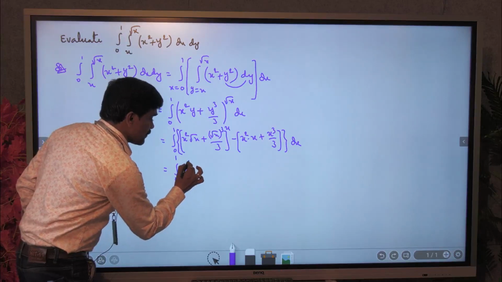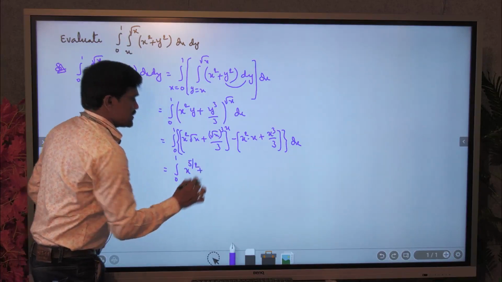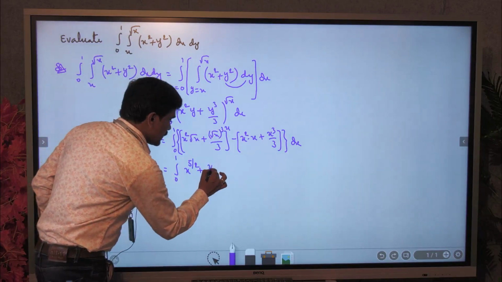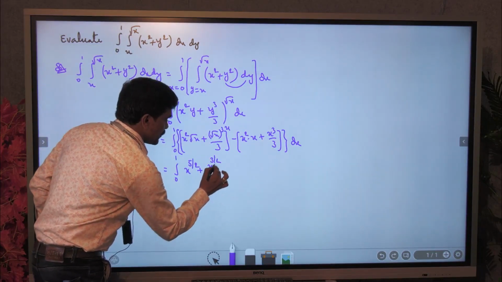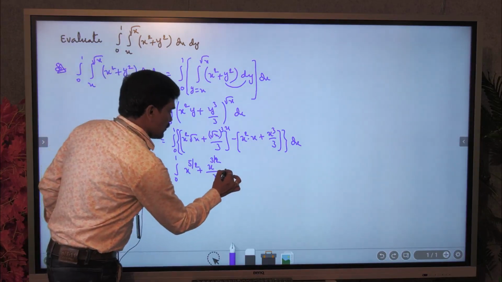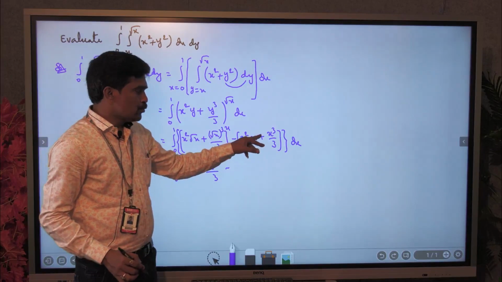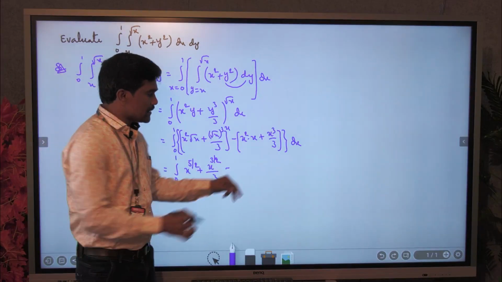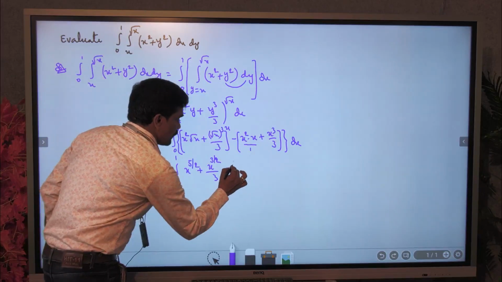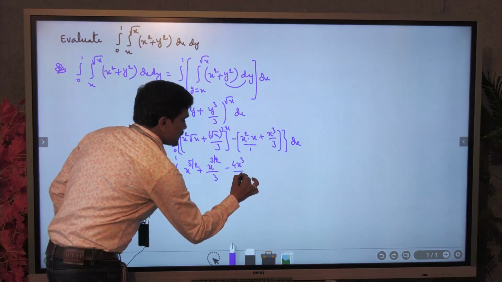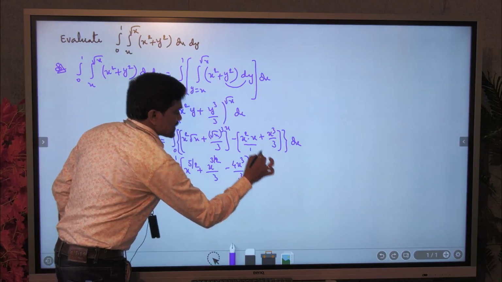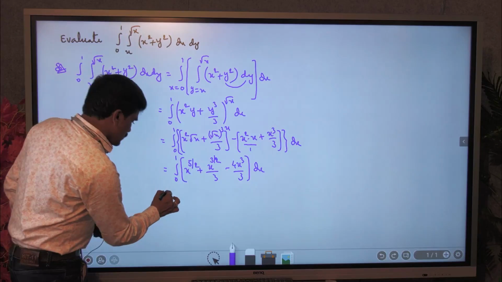So that is x power 5 by 2, plus here x power 1 by 2 power 3, so that is x power 3 by 2 by 3, right? So now here minus x cube plus x cube by 3. Here take LCM. So 3x cube plus x cube, 4x cube by 3. So then integration with respect to x. Okay.